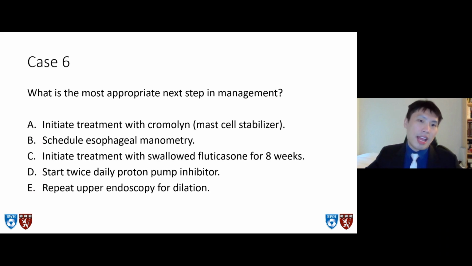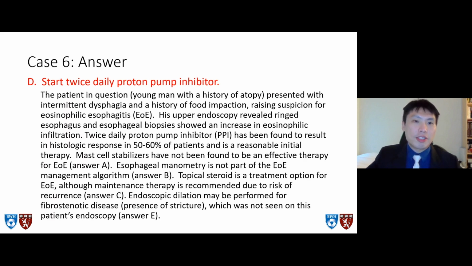So going back to the case, in this patient diagnosed with likely eosinophilic esophagitis, given greater than 80 eosinophils per high power field and history of dysphagia and food impaction, what is the most appropriate next step in management? And the answer is starting a twice daily proton pump inhibitor. Studies have found that up to 50 to 60% of patients started on twice daily proton pump inhibitor achieve histologic response in eosinophilic esophagitis.